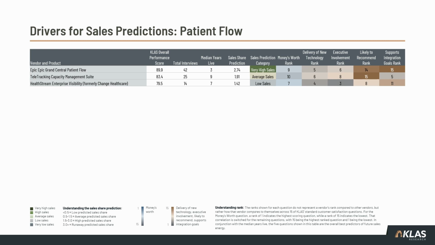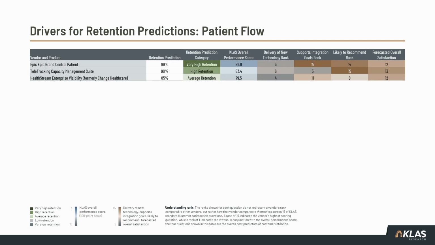But Epic, we're seeing as having very high sales. As you can see, they're rated 14 for likely to recommend and 15 on that integration. And that integration with all the other Epic suites is one reason they're really being chosen compared to others in the market. When we look at retention, again, Epic has very high retention with their customers. They have good integration, overall satisfaction. Teletracking, we're also seeing high retention from. They have a high likely to recommend rating along with overall satisfaction, and are often seen as one of the more innovative patient flow vendors in the market from what we hear from their customers.